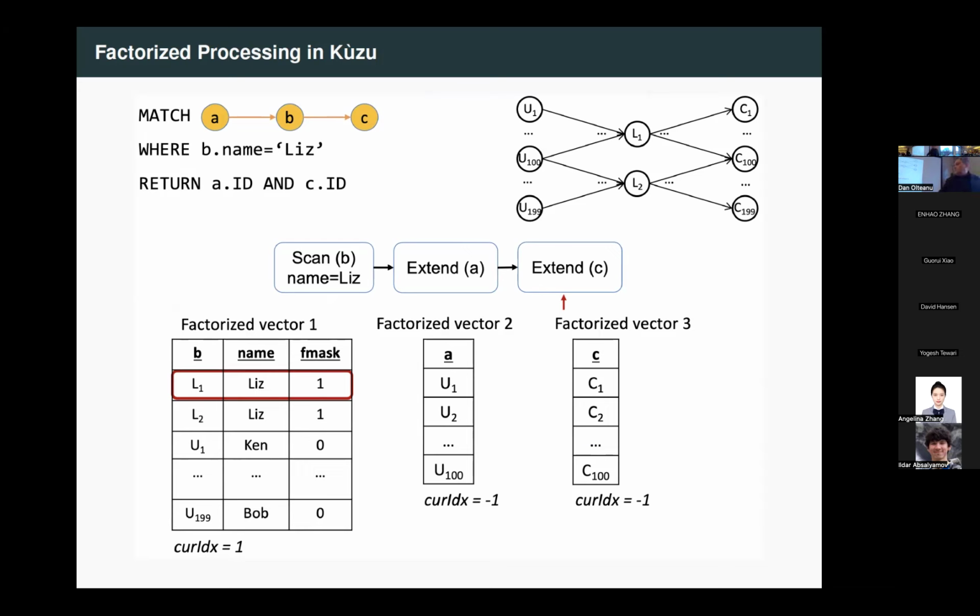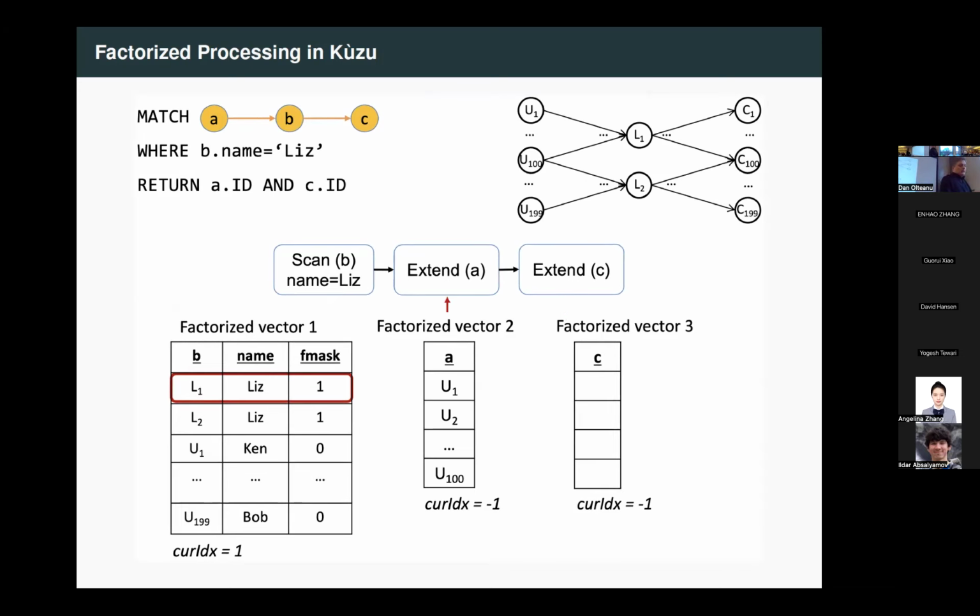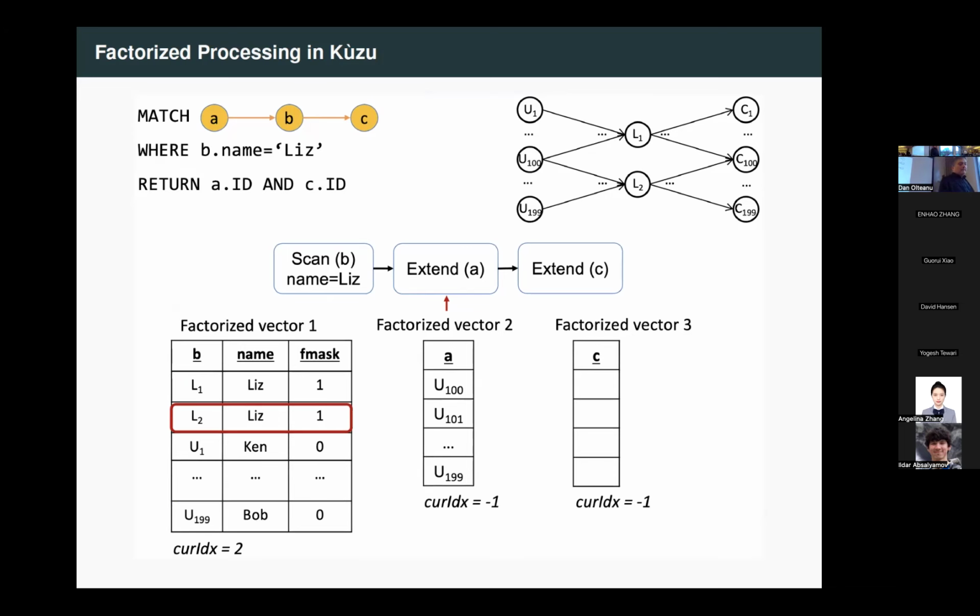Now it goes to the next B, and again it takes the vector for A. So now B is L2. L2 has U100 to U199, and then it takes the C's, which are C100 to C199. And that's it. That's the way he stores it internally as vectors, and then he basically works on them as vectors.